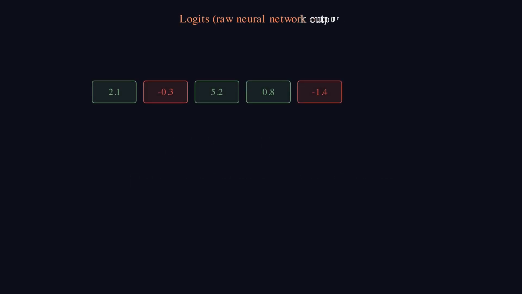The final layer of a neural network outputs a vector of raw scores, called Logits. For a language model with 100,000 tokens in its vocabulary, that's 100,000 numbers. These Logits can be anything, positive, negative, large, small, they're not probabilities. Probabilities must be between 0 and 1 and must sum to 1. We need a function that takes any vector of real numbers and converts it into a valid probability distribution. That function is softmax.